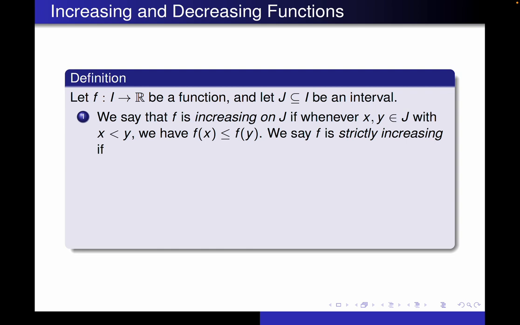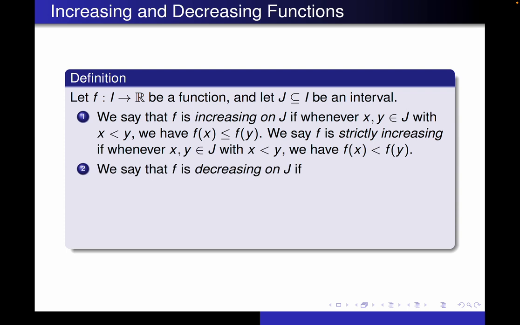Now we say f is strictly increasing if these exact same things apply, except instead of saying that it's possible for f of x to be less than or equal to f of y, we say f of x is less than f of y. So from a graphical standpoint, this says that the graph is going strictly uphill.